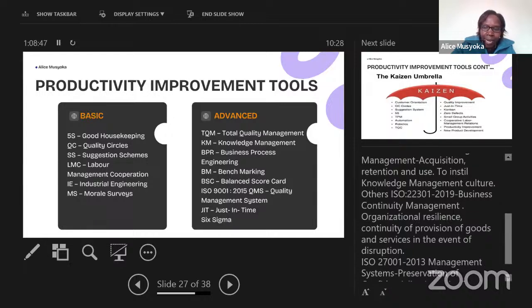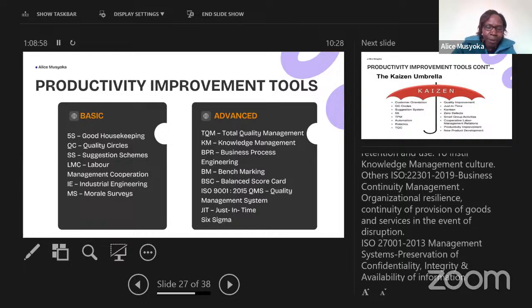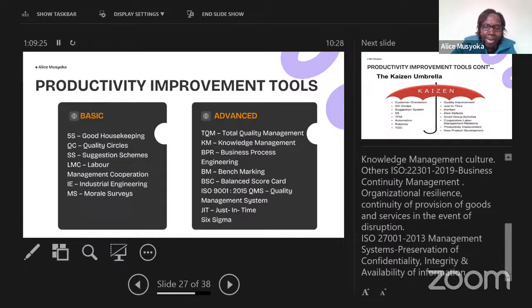Then we have other standards like ISO 22301 of 2019, which is business continuity management, which focuses on organizational resilience to ensure there's continuity of provision of goods and services in the event of disruption. Like we had an experience during COVID, many businesses collapsed because they did not have a BCM, a business continuity management program, in place.